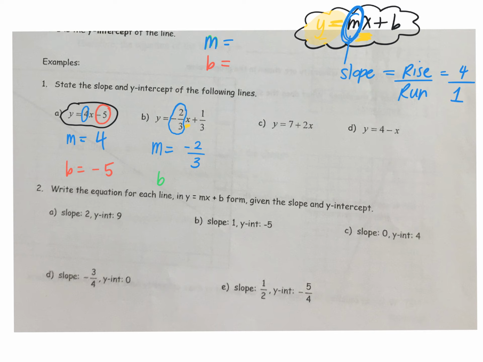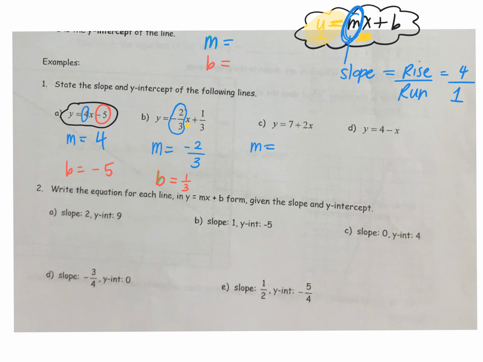What would the y-intercept be? Positive 1 over 3. That's all you have to write. We're just identifying the slope and the y-intercept because I'm going to show you how you can graph this after. So for question C, raise your hand if you said the slope was 7.